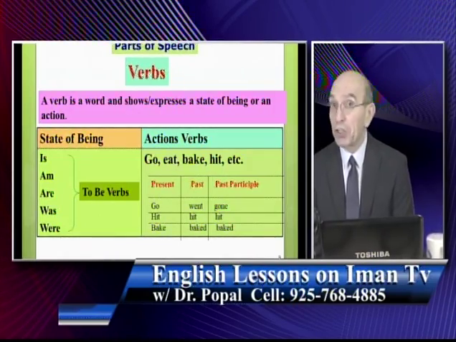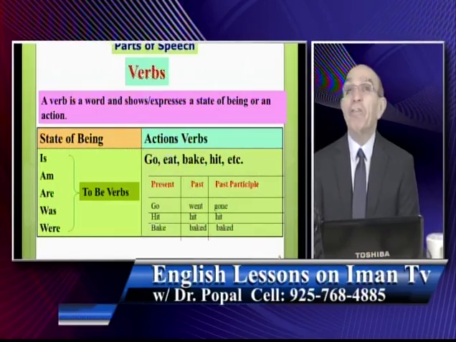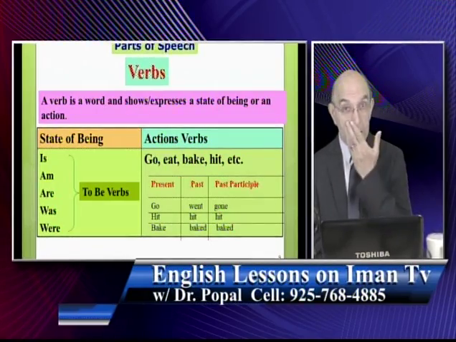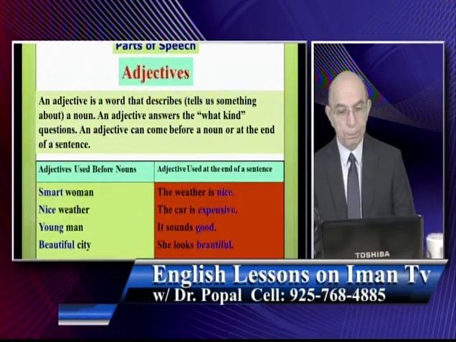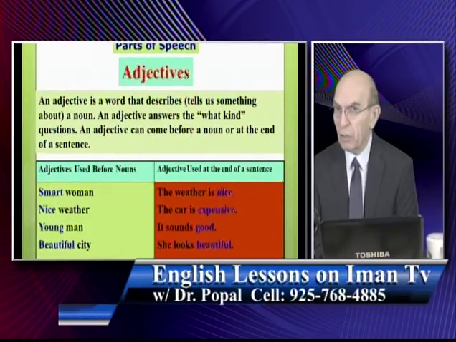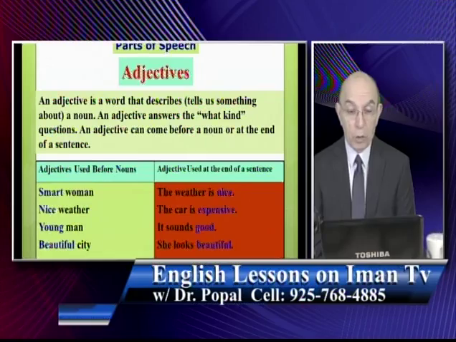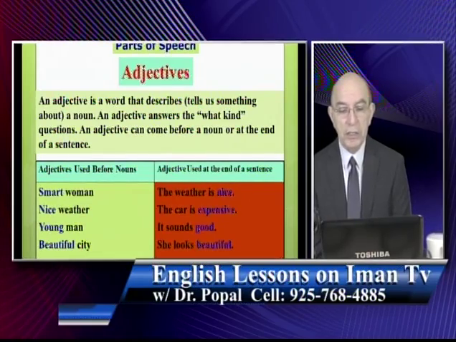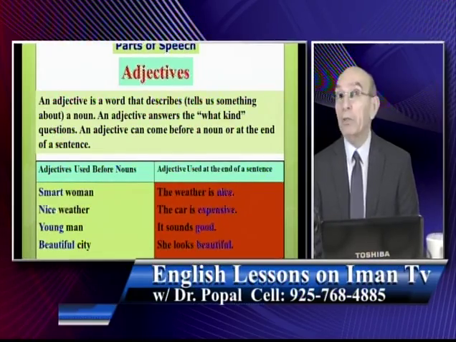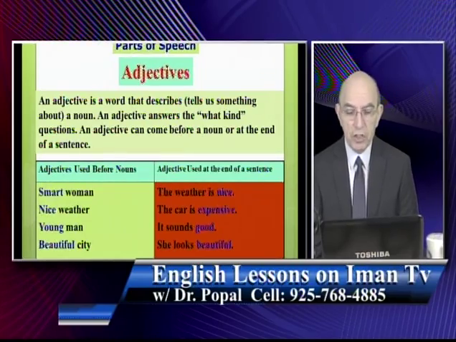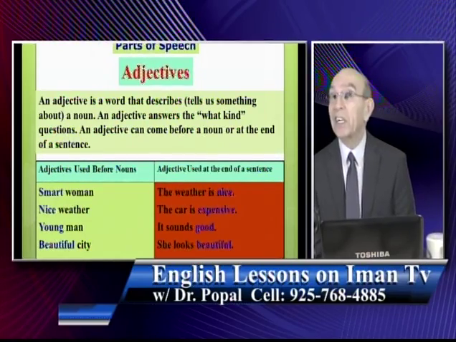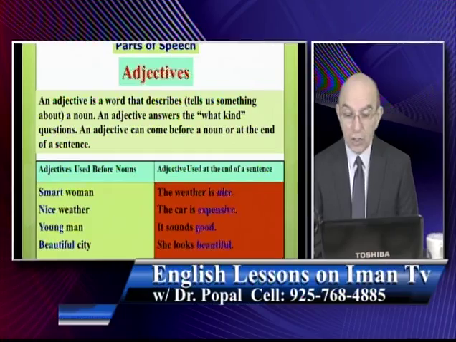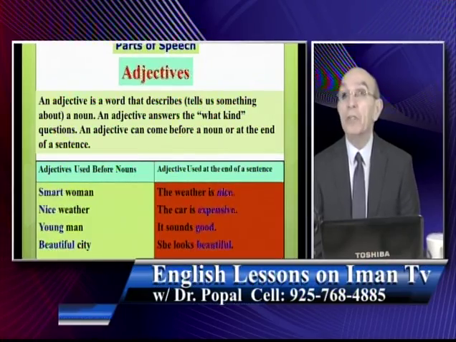So a verb can be an action. A verb can express a state of being. So adjectives are what? An adjective is a word that describes or tells something about a noun. An adjective answers the question of what kind. An adjective can come before a noun or at the end of the sentence.